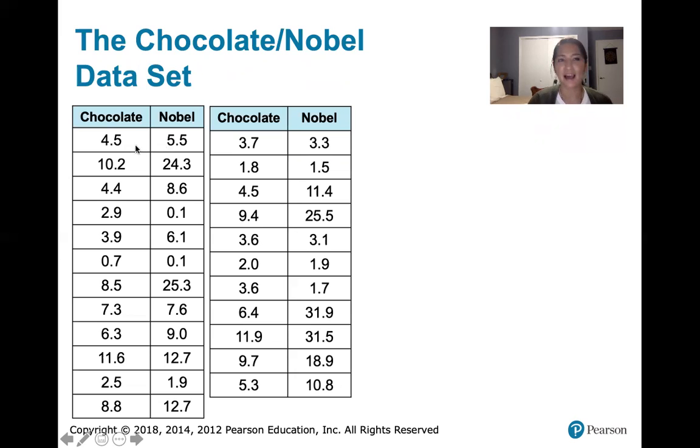And so it looks like we have a particular country with a chocolate consumption of 4.5 kilograms per capita. And in that country, there are 5.5 Nobel laureates per 10 million people. In another country, they consume 10.2 kilograms of chocolate per capita, and they have 24.3 Nobel laureates per 10 million people, and so on. We've got 23 ordered pairs representing 23 different countries.